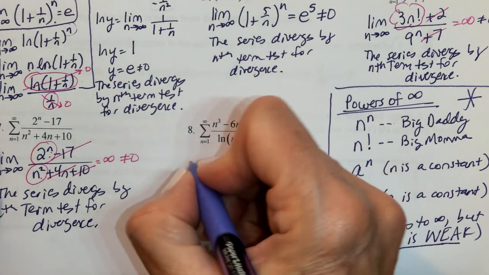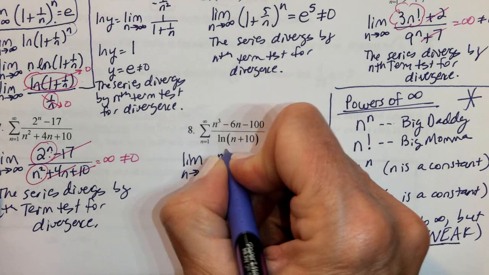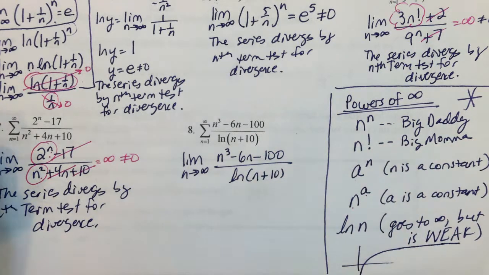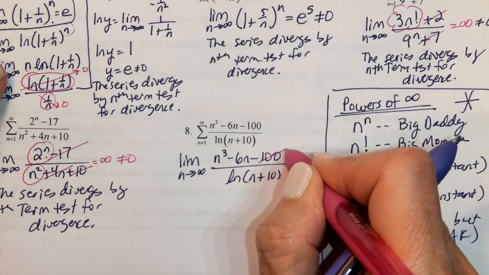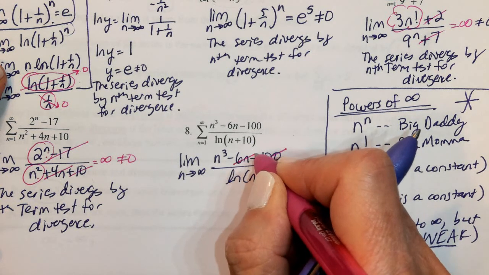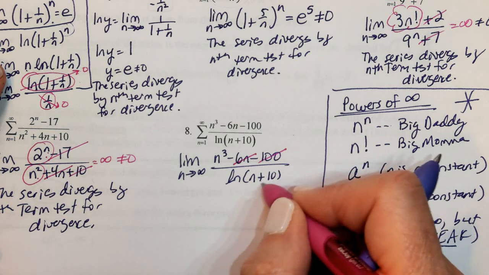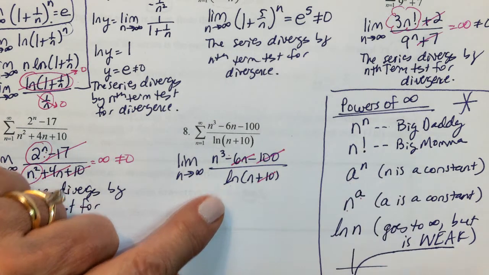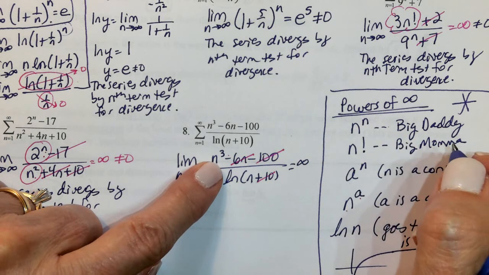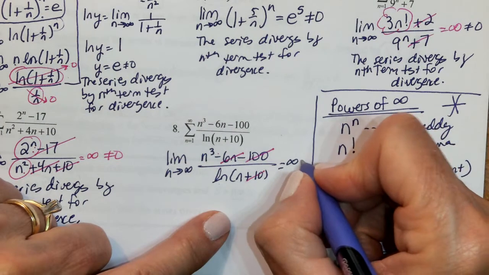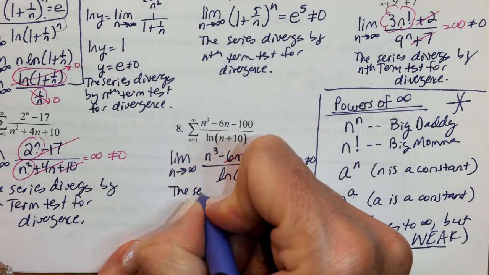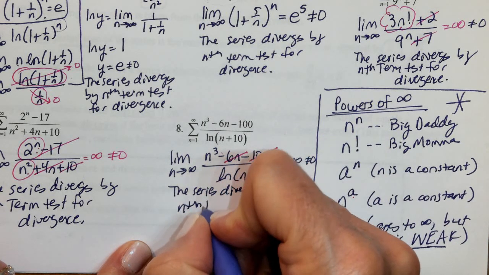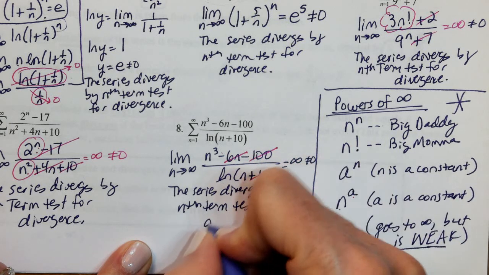Okay, number 8. Limit as n goes to infinity, n cubed minus 6n minus 100 over natural log n plus 10. As n goes to infinity, the minus 100 is insignificant, the minus 6n is insignificant, this plus 10 inside here is insignificant. This behaves like n cubed over ln of n, which goes to infinity since n cubed is more powerful than ln of n. Infinity is not 0, therefore the series diverges by the nth term test for divergence.